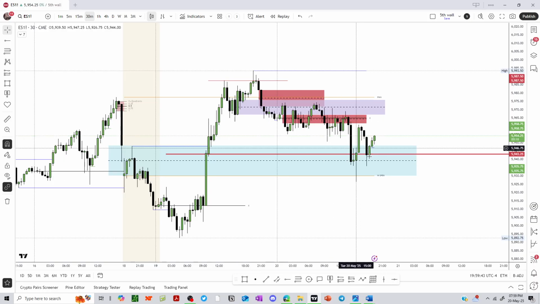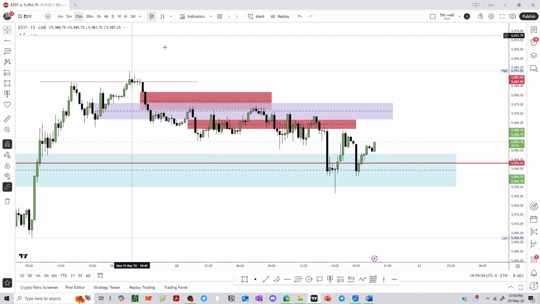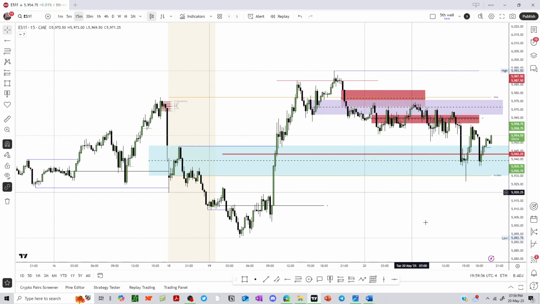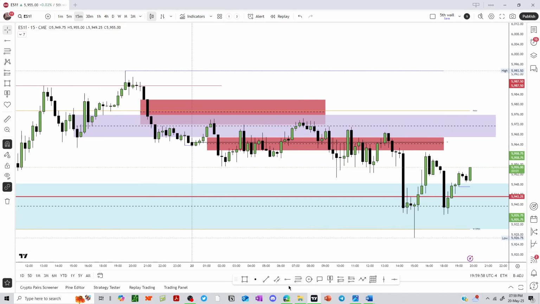This is in the discount. Optimal trade entry long, potentially, as we outlined on the 4-hour chart. Let's see what that looks like. Let's see what everything looks like on the 15-minute chart, and then we could adjust it as needed.